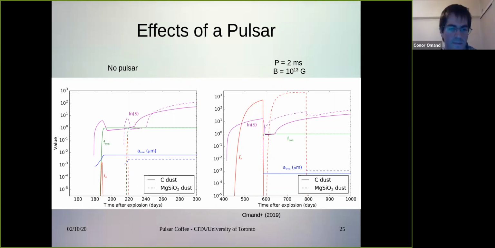Yeah. The band that we say is 2 to 6 eV. It depends on the dust size as well. So there's a lot of assumptions going on here. Yeah, UV.